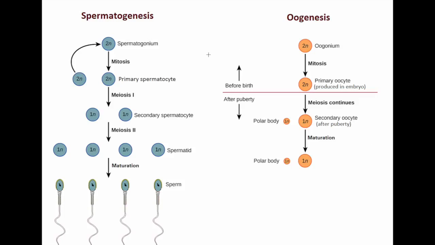So let's start from the male. What happens in the initial phase? The initial cells are 2n in number. Remember that they are diploid. We call those cells spermatogonium, and these spermatogonium undergo a process called mitosis.